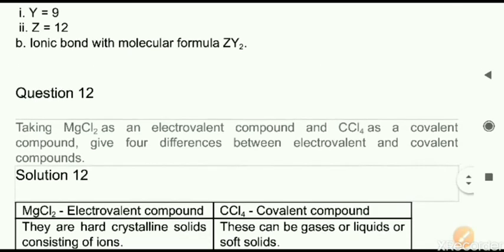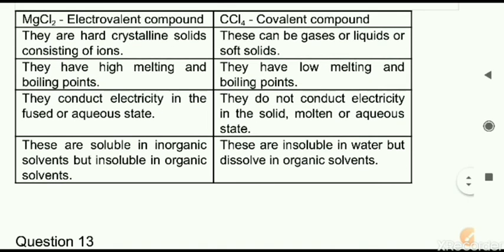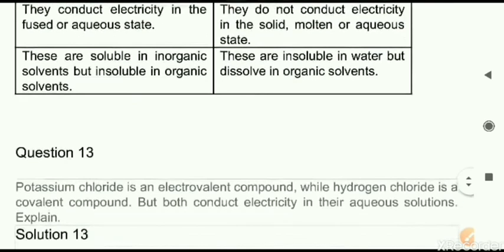Now we'll move to question 12. Taking MgCl2 as the electrovalent compound and CCl4 as a covalent compound, you have to tell the differences. So same thing, they have only asked the difference between electrovalent and covalent compounds. MgCl2 and CCl4 have been given just to create confusion, nothing else. You just have to write the differences in the physical properties.